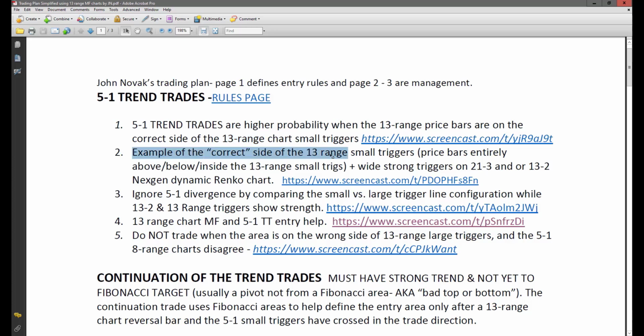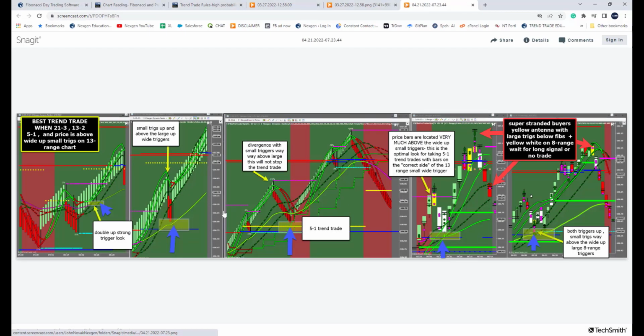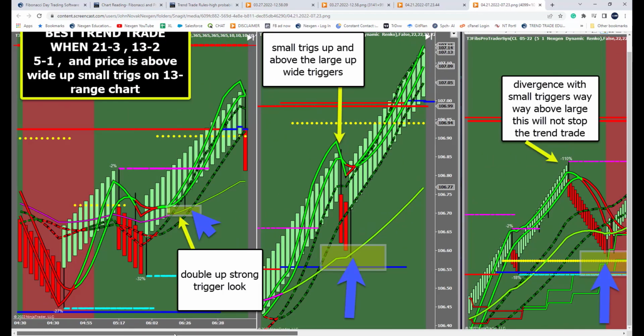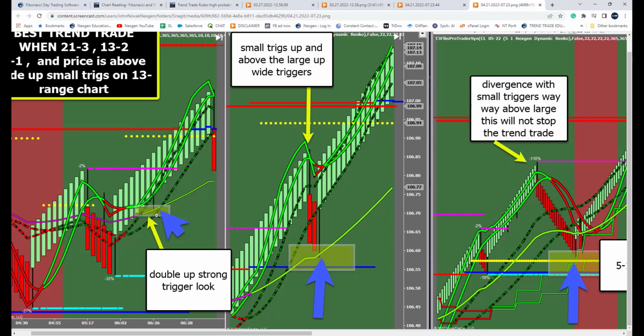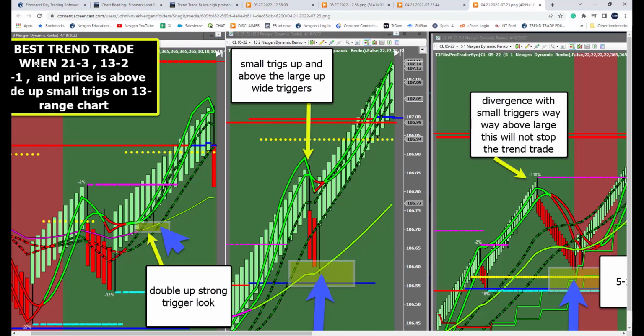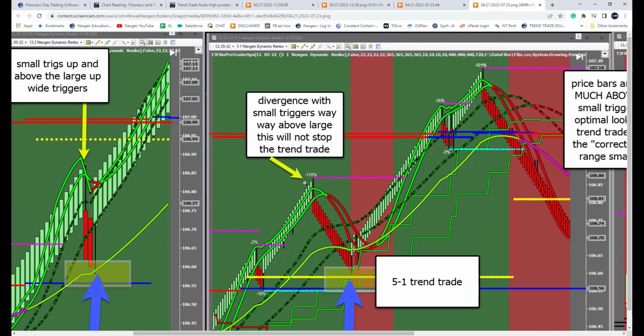Another example of the correct side of the 13 range, small triggers plus wide triggers on a 21.3 and/or 13.2 chart. So we'll take a look at my picture and you guys can tell me what you think. All right, when we look at a 21.3 chart, the triggers are up. Again, this is my best trend trade, doesn't have to be yours. 13.2 triggers are up, and then I do a pullback into mid-bands, fibs, 1-to-1s as my 5-1 trend trade. That's it.